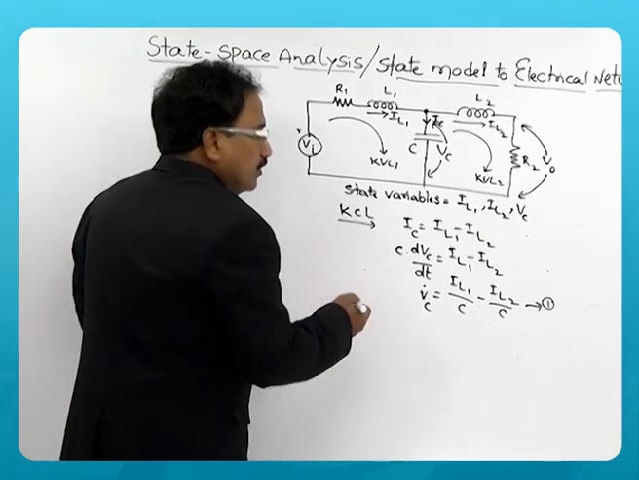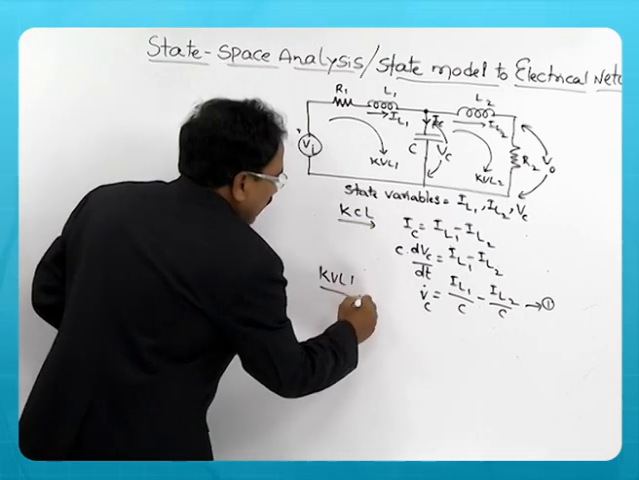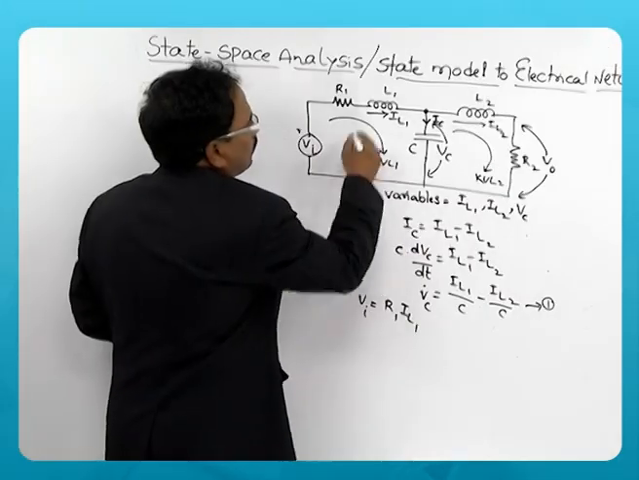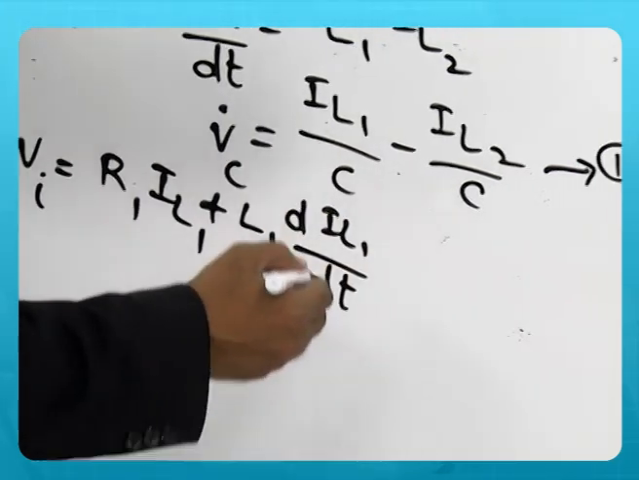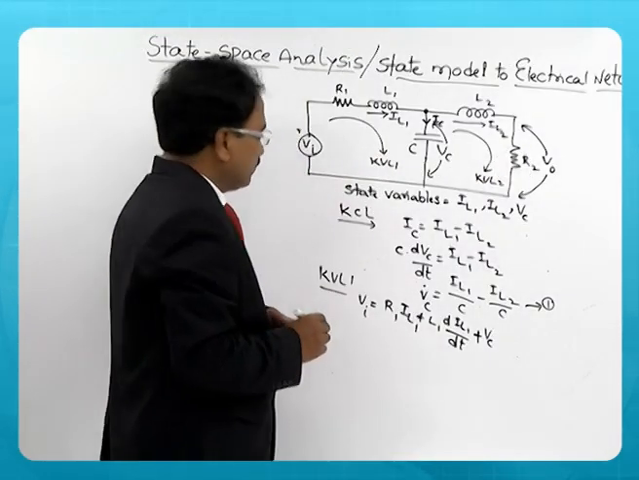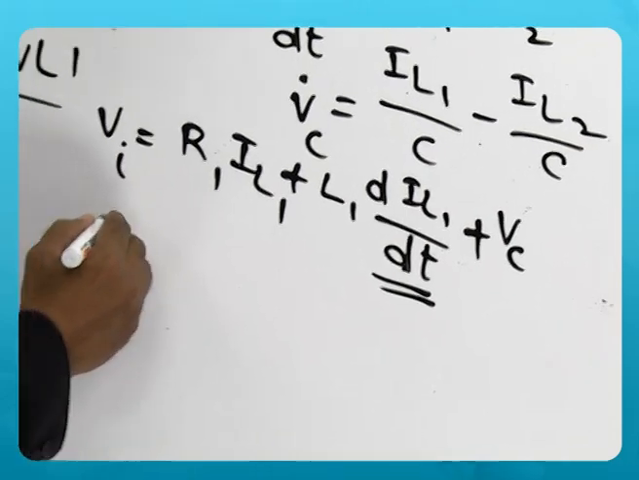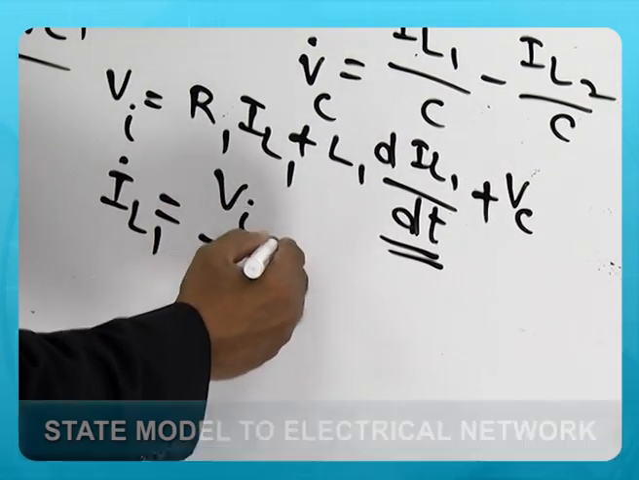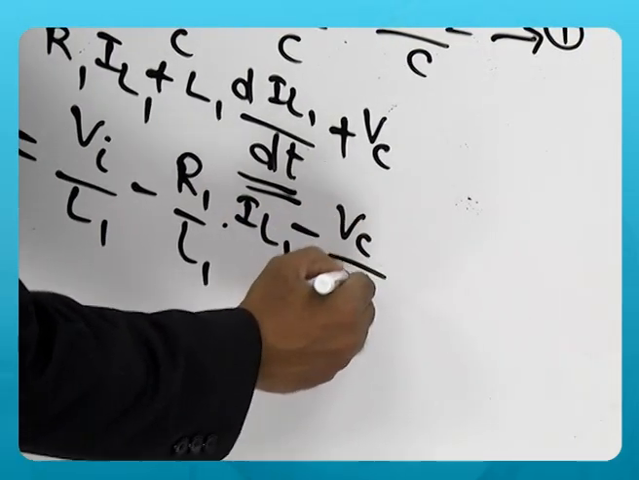Now, let us apply KVL to the 2 loops which we have, and then we get an expression for the current through the inductors. So, KVL 1 is for this particular loop. You can write this as Vi, the input voltage here, equals R1 into IL1, the current in the loop, plus L1 into dIL1 by dt, plus the voltage across the capacitor. Our interest is the derivative of the inductor current as a differential state variable. So I want IL1 dot equal to Vi by L1 minus R1 by L1 into IL1 minus Vc by L1. Call this equation number 2.